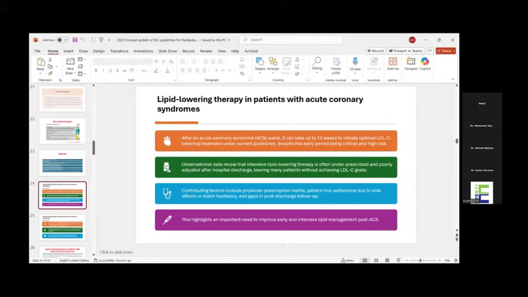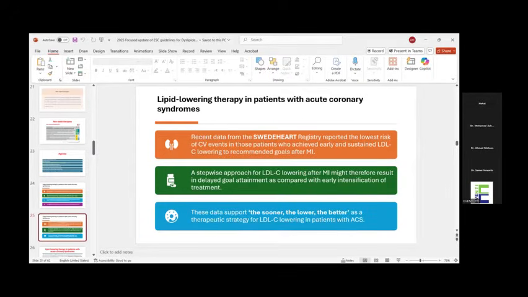Observational data revealed that intensive lipid lowering therapy is often underprescribed and poorly adjusted after hospital discharge, leaving many patients without achieving the LDL goal. Contributing factors include physician prescription inertia, patient non-adherence due to side effects or statin hesitancy, and the gap in the post-discharge follow-up. These highlight an important need to improve early and intensive lipid management post-acute coronary syndrome.